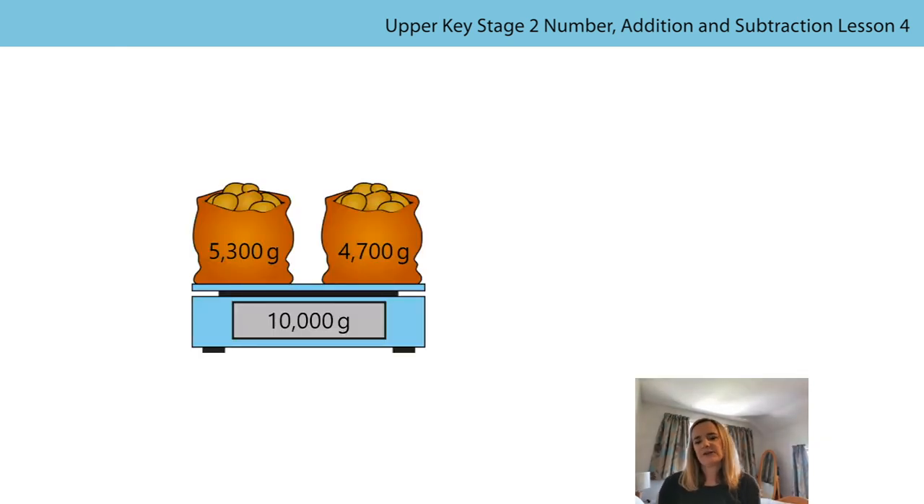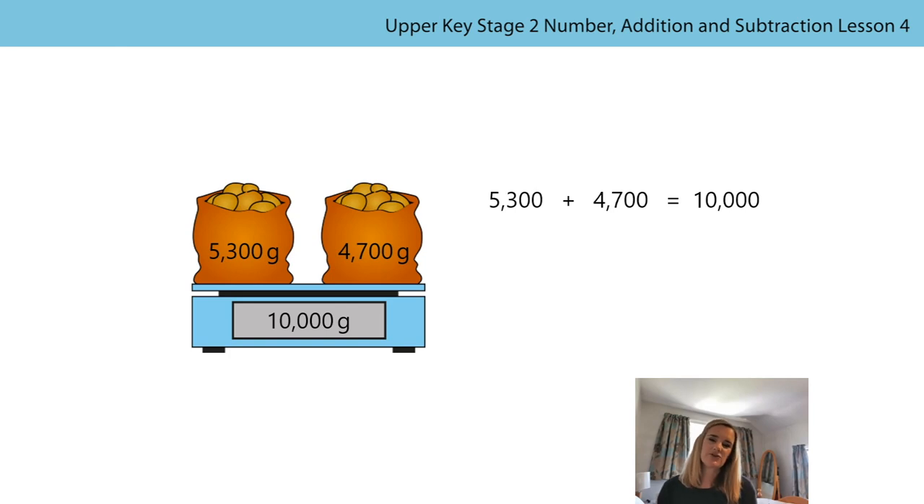Okay, so let's have a look at this diagram. We've got potatoes this time. We've got two bags of potatoes, and you might be able to see their total mass is 10,000 grams. That's quite a lot, isn't it? So I think this probably isn't being weighed on kitchen scales, perhaps a different kind of scales. Let's have a careful look at the numbers. The left-hand bag has 5,300 grams and the right-hand bag has 4,700 grams, which is represented in our calculation.